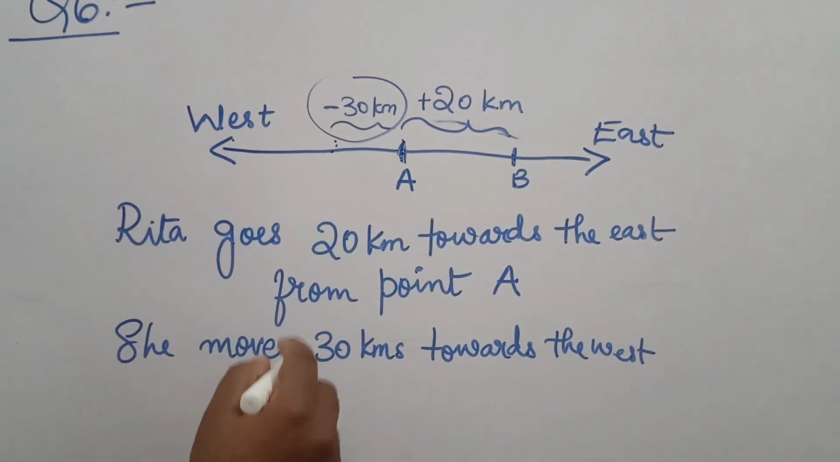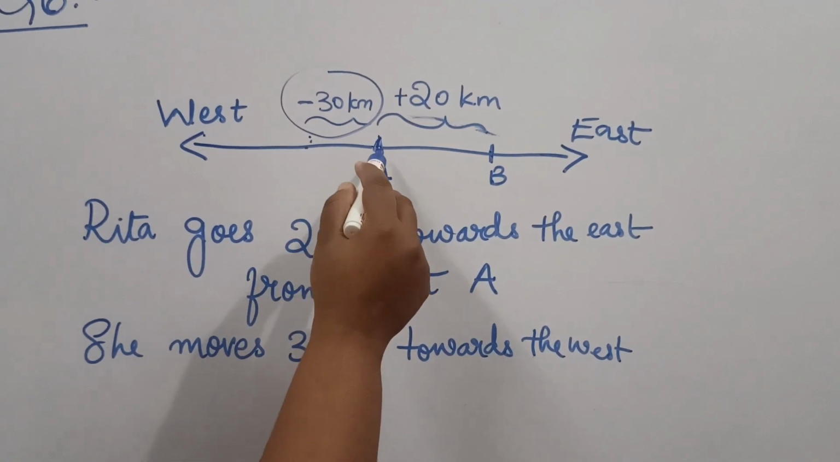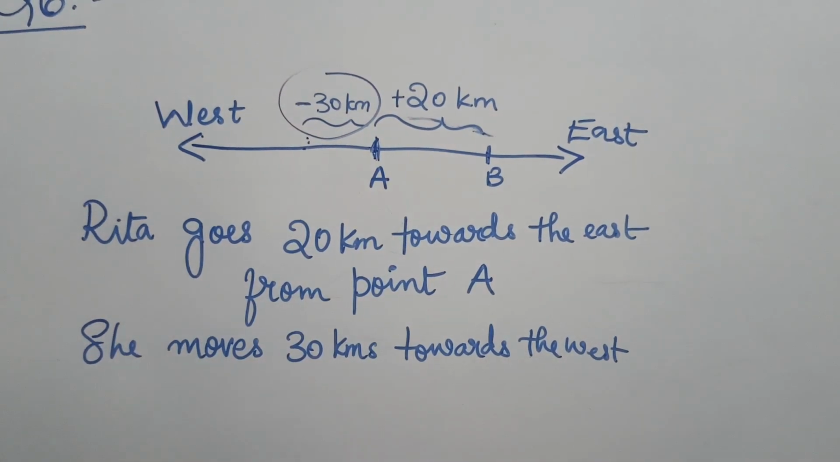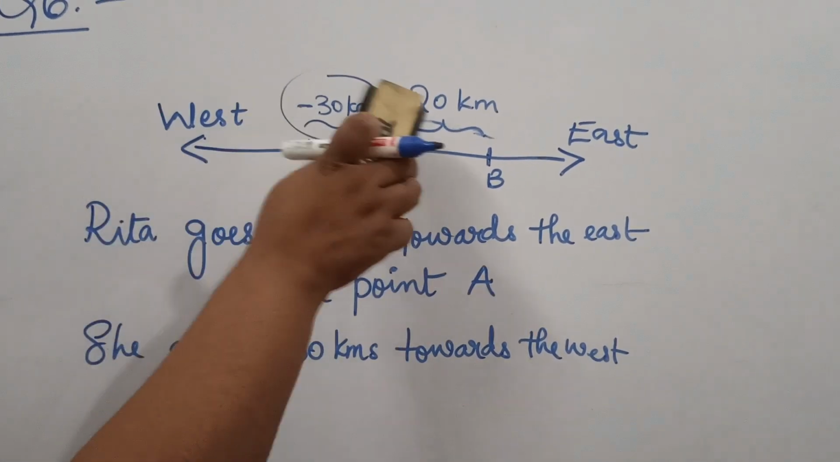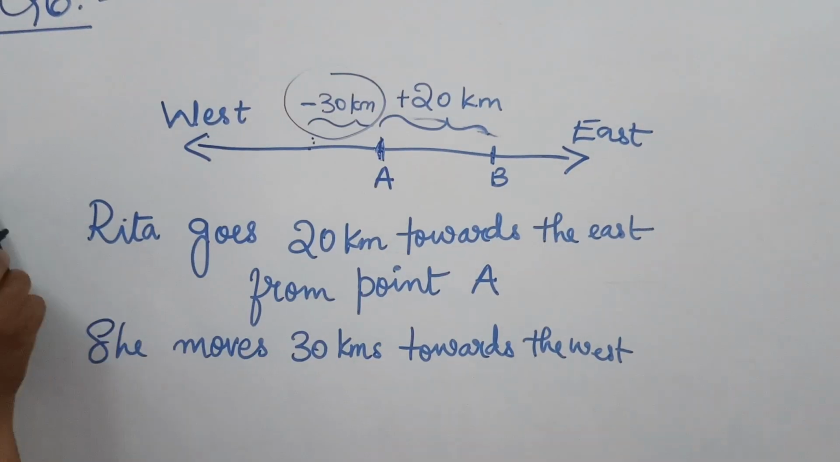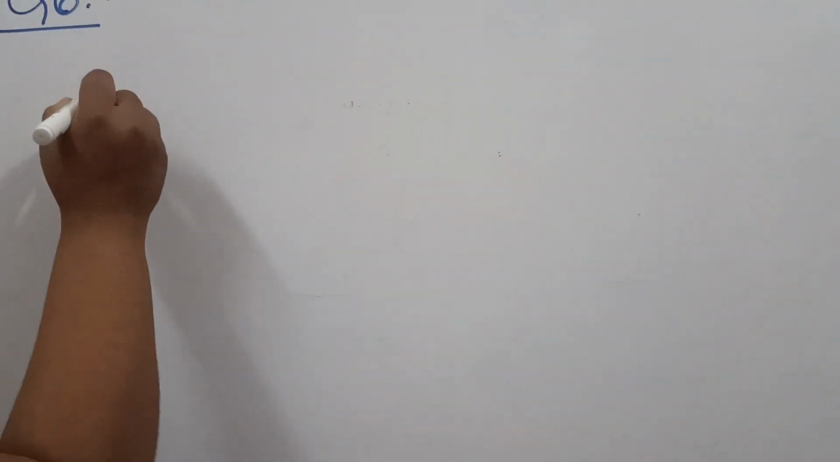Next question is, by which integer will you represent her final position from A? Which integer? So let's write the solution. I was trying to explain it to you. So this is what you have to find out. Okay, so let's find the solution.